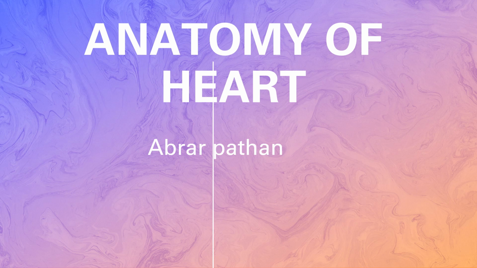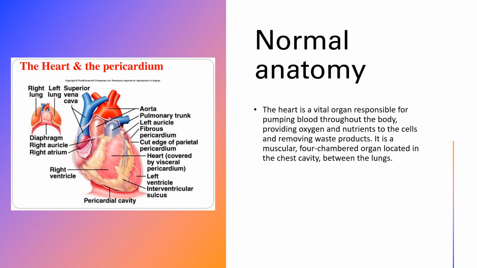Today we are going to talk about the anatomy of the heart. So let us begin. So guys, what is the heart? The heart is an organ which is located in the anterior mediastinum and it serves to give blood to all organs of our body and remove waste products from our body. It is a four-chambered organ located in the chest cavity between the lungs.